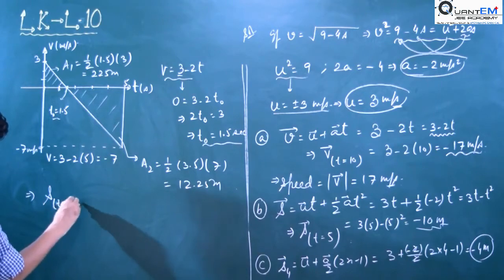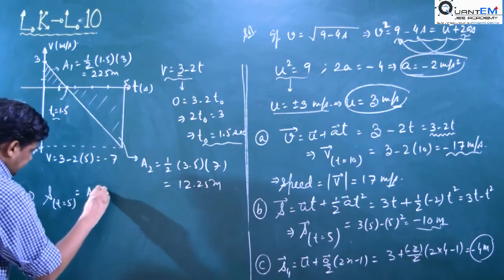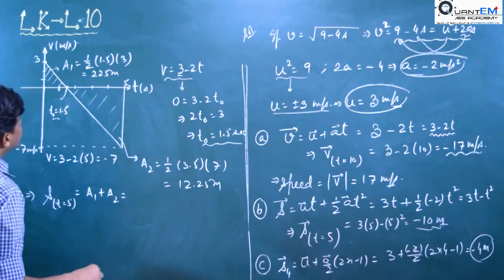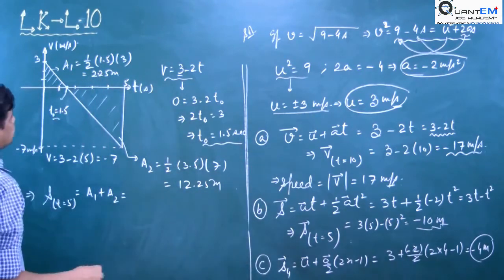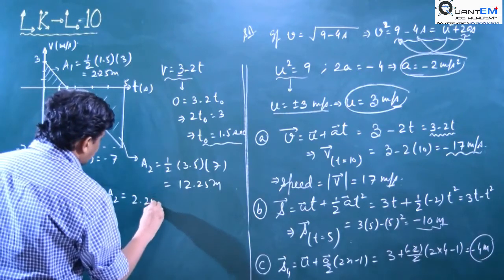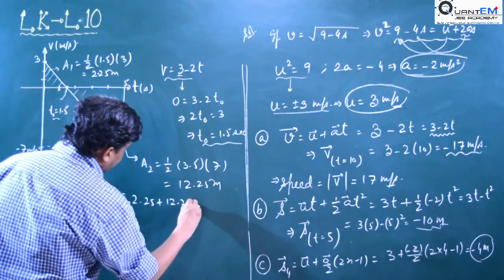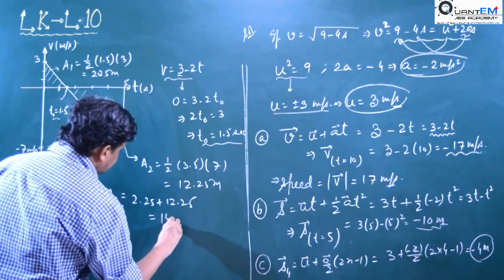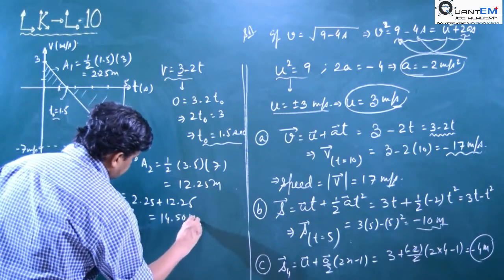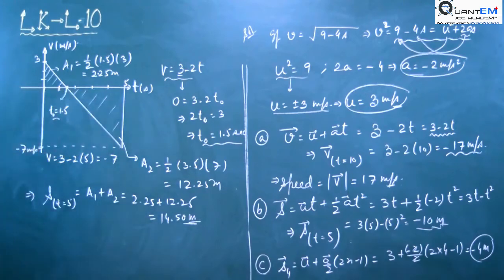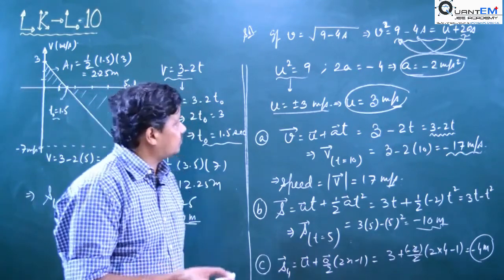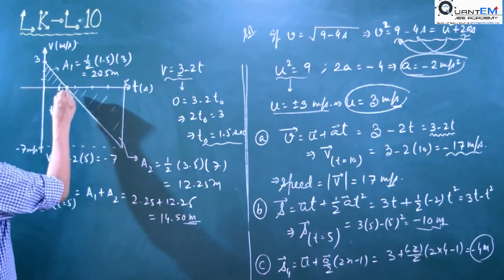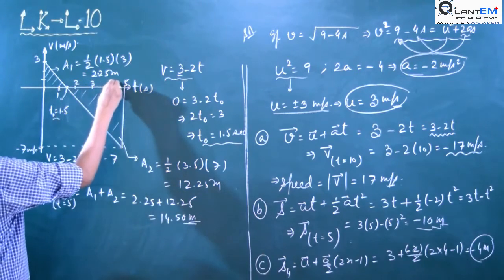So distance covered by the particle in 5 seconds, t is equal to 5 seconds, is A1 plus A2, that is 2.25 plus 12.25, the result we have 14.50 meter. It is the distance covered by the particle in the 5 seconds. Now you have to get the distance covered by the particle in the 4th second of motion. So what is the 4th second? It is 1, 2, 3 and 4.